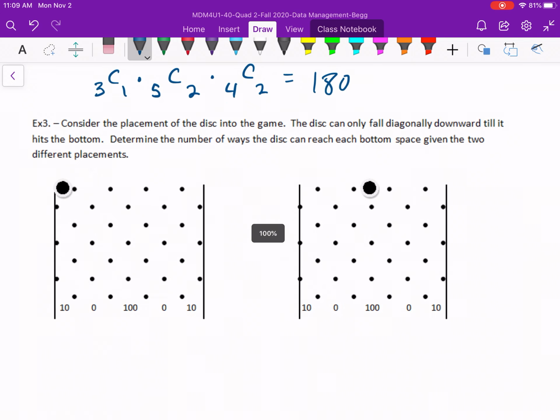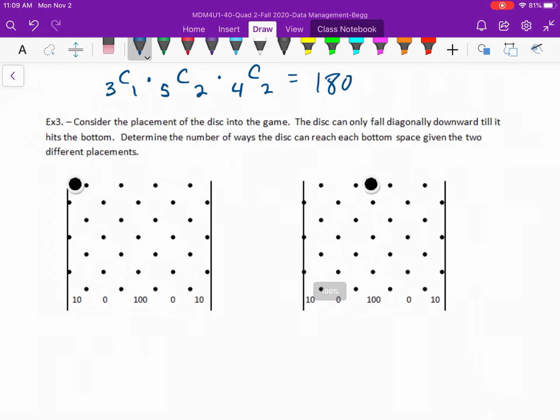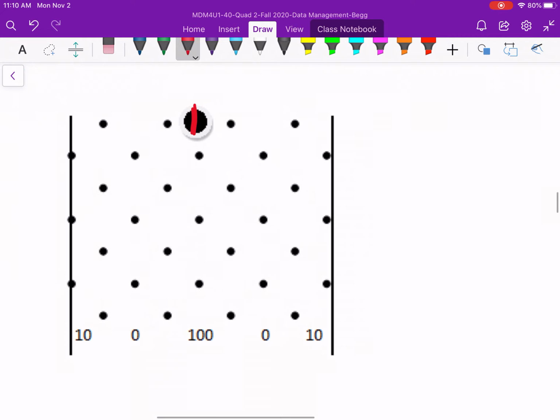Consider the placement of the disc in the game. The disc can fall diagonally downward till it hits the bottom. Determine the number of ways the disc can reach the bottom space given the two different placements. Okay, so then again, sort of think of this as Pascal's triangle. Let's start with the one on the right, because that looks a bit more like Pascal's triangle. Those black dots here are the pegs. And so it has to bounce down off those pegs and follow different paths.